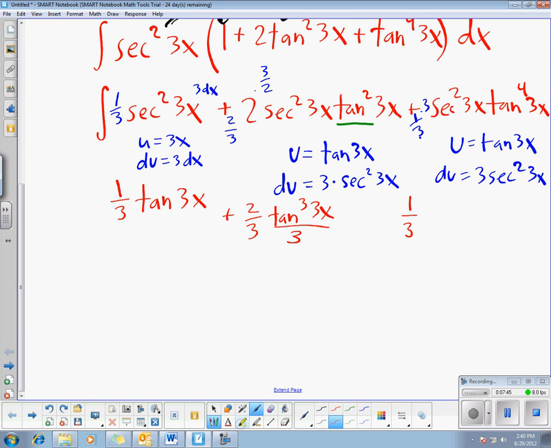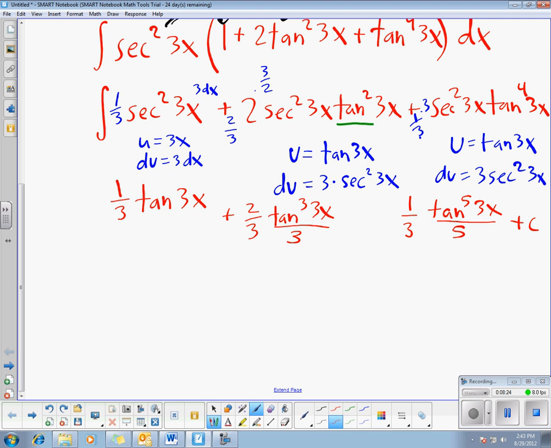All of this 3 secant squared 3x, that's all du, and so that's all going to go away. Same with this secant squared. All of that serves as du, and then it goes away. Okay, so we had 1/3 because of our constants, and tangent was raised to the 4th, so since we're integrating u to the 4th, it's going to become u to the 5th over 5 plus c.